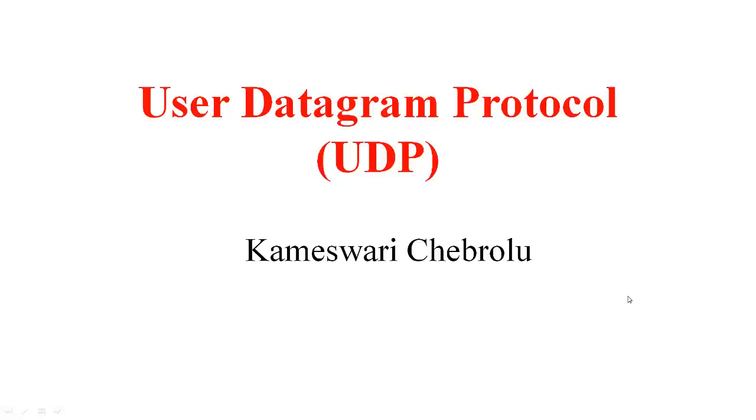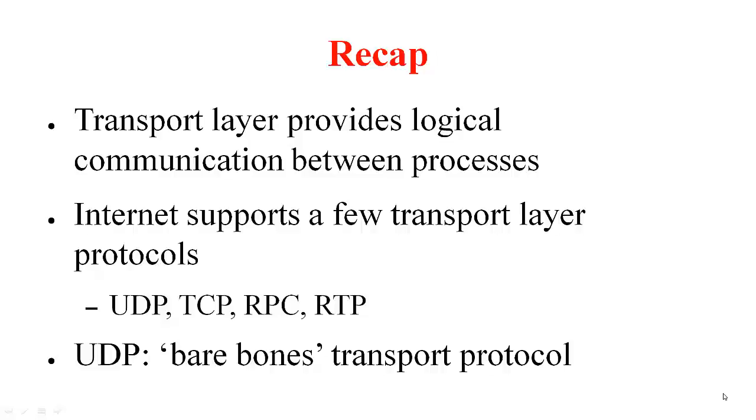In this video, we will look at the User Datagram Protocol, which falls under the transport layer. A few quick questions first. A recap: the transport layer provides logical communication between processes, and we have seen that the internet supports a few transport layer protocols like UDP, TCP, RPC, RTP.